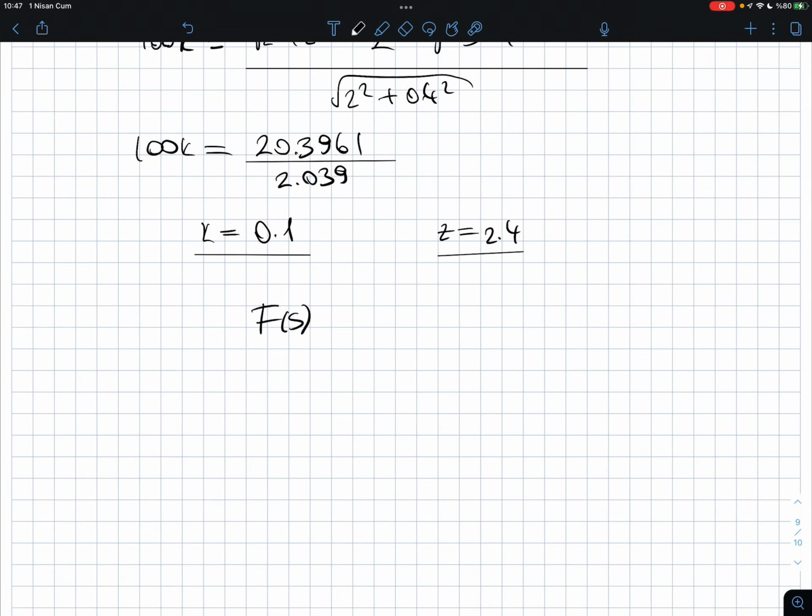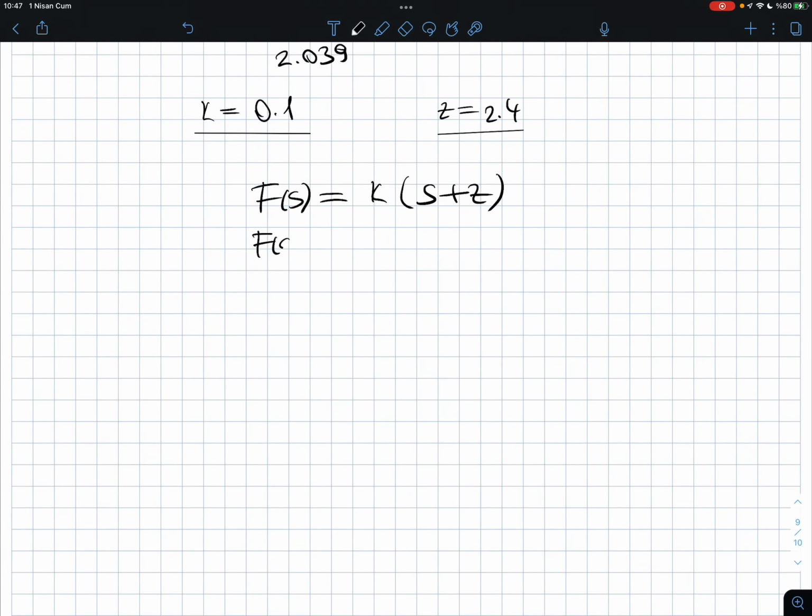Therefore, our controller should be in this format. And therefore, Fs is equal to 0.1 times s plus 2.4. Or in other words, 0.1s plus 0.24. This being Kd, this being Kp. There we go, we have designed, or we have decided that we need a PD type controller.